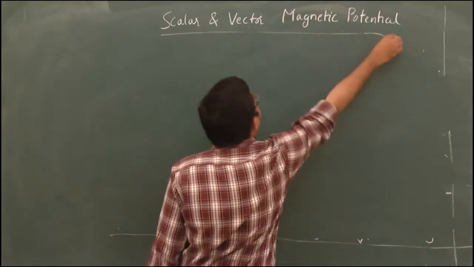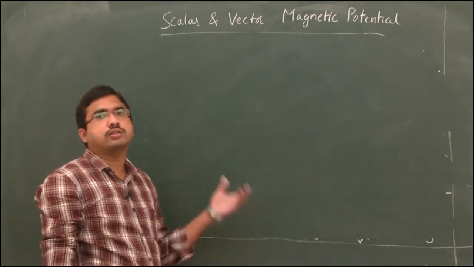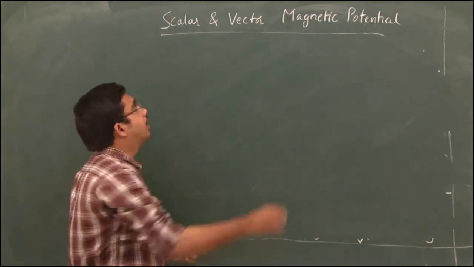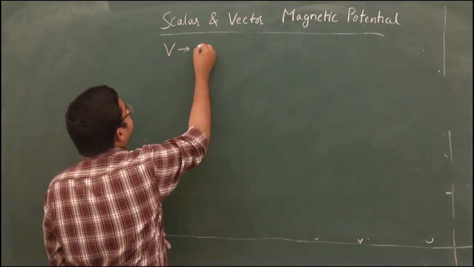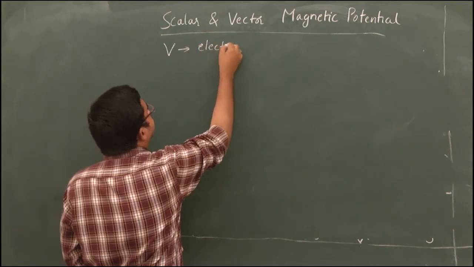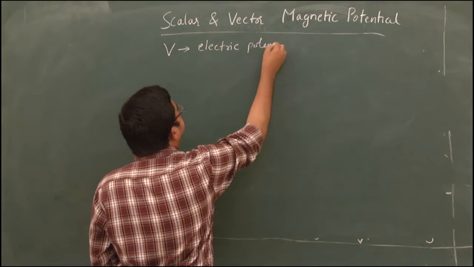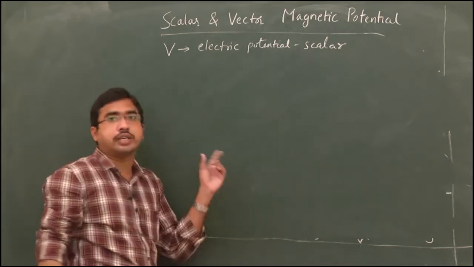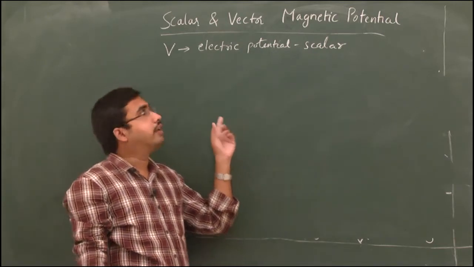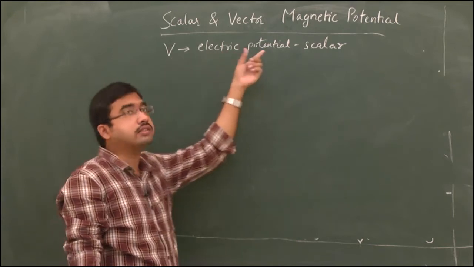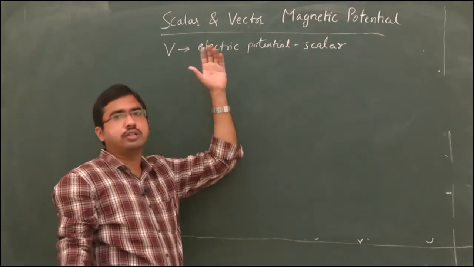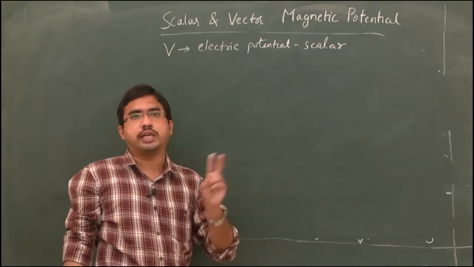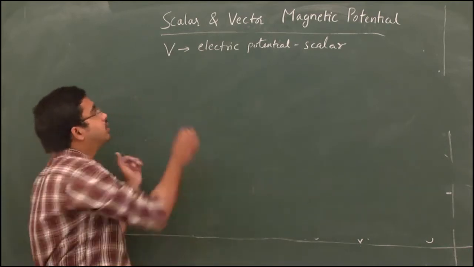Okay, in our first unit, that is electrostatics, we have defined the electric potential V as a scalar quantity. If you refer to the lectures on work and potential in the first unit, we defined there the electric potential V as a scalar. But when you come to this second unit, magnetostatics, your potential is divided into two potentials, that is scalar magnetic potential Vm.